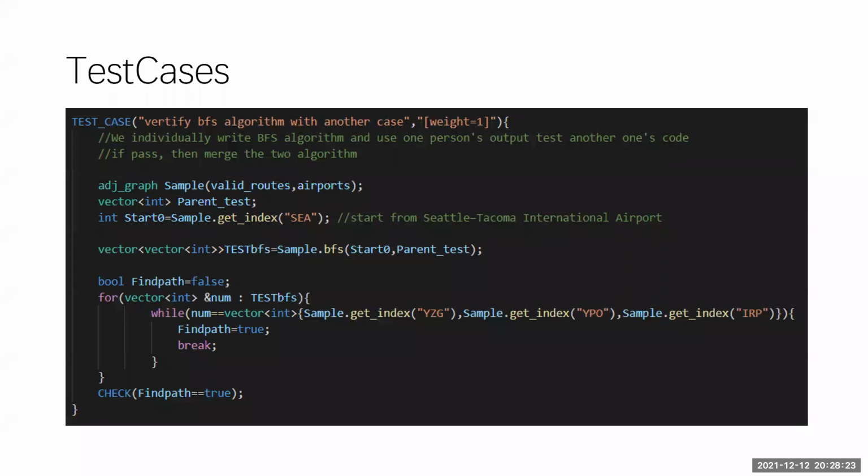Again, we individually write the BFS algorithm and use one person's output to test another person's code. If that passes, we merge the two algorithms together.